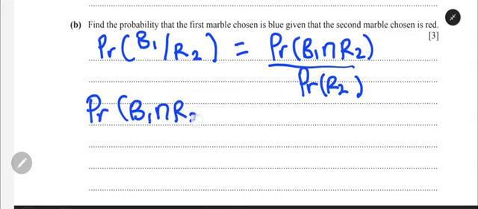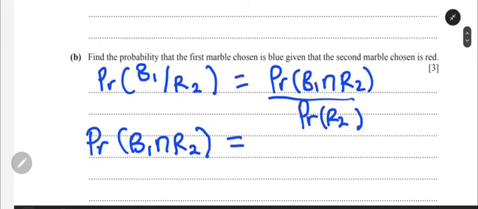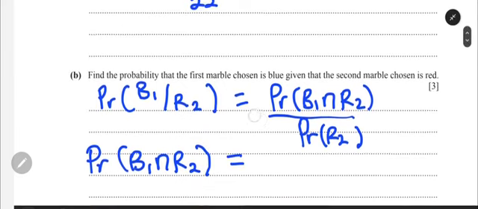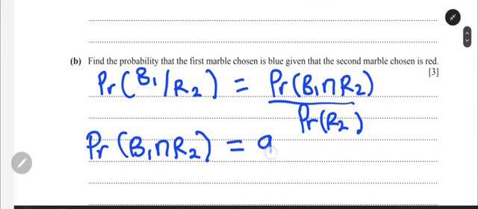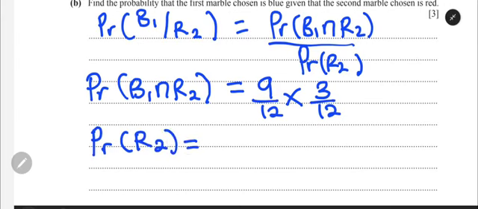B1 implies getting blue in the first selection. We know the number of blue marbles is 9 and the total number of marbles is 12, so that will be 9 over 12, and of course blue is with replacement. When you select blue, you have to replace it. Now to get red in the second selection, the total has not reduced, so that will be 3 over 12, where 3 is the number of red. The next thing to find here is the probability of R2, which means the second selection is red, and that is what we are looking for.